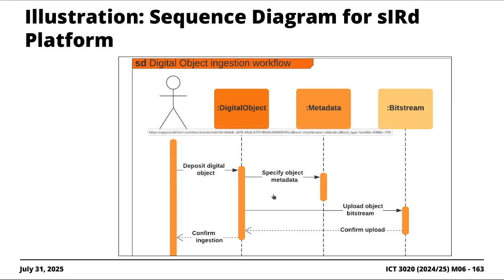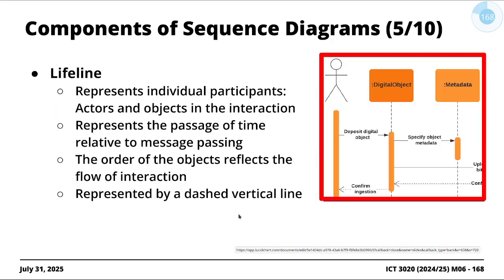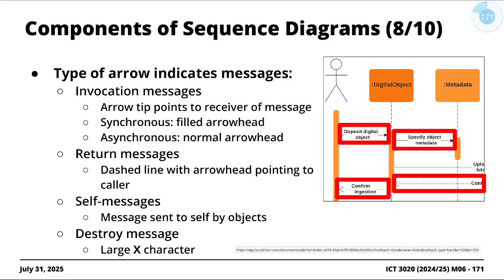In essence, it's sending a signal back to this digital object class to say the upload has been done. Now, when this bitstream class sends a return message to a digital object class, there's a cascade effect. There's another return message from the digital object class going back to the user to say, oh, your ingestion or your upload has been successful. It's confirmed. Do you understand this? So you have your invocation message, your return message. You also have a so-called self message.